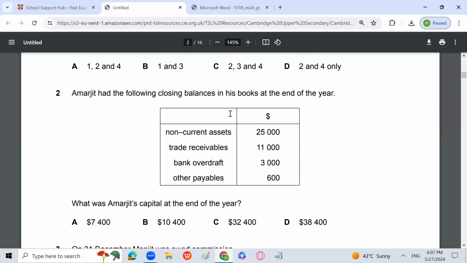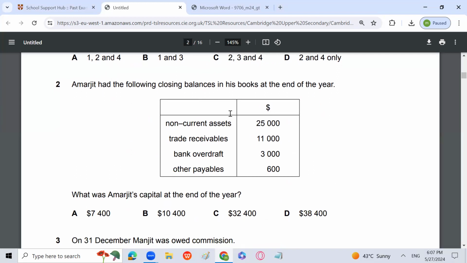Next. Amarjeet had the following closing balances in his books at the end of the year. If anyone of you finds this paper simple and easy, remember that for this paper, out of 35, you need 29 marks to get an A. Normally we have A star at 28 or 29, but here in this paper, if you are getting 29 out of 35, you will get an A. So it is very important that the grade threshold is high for this paper.